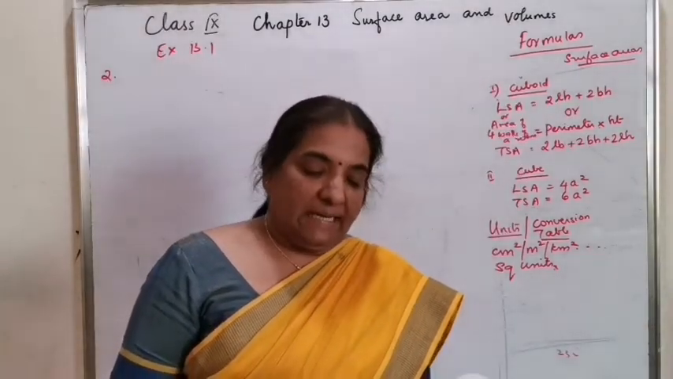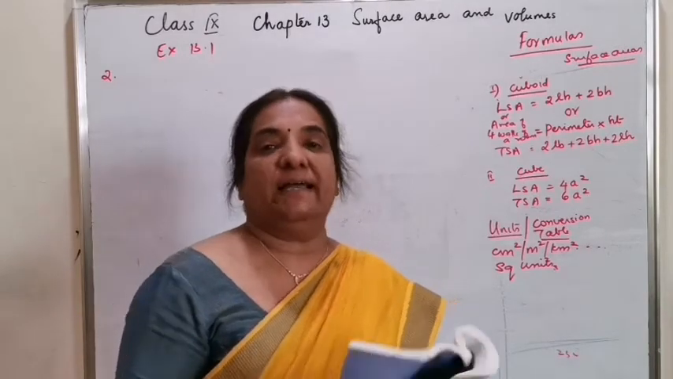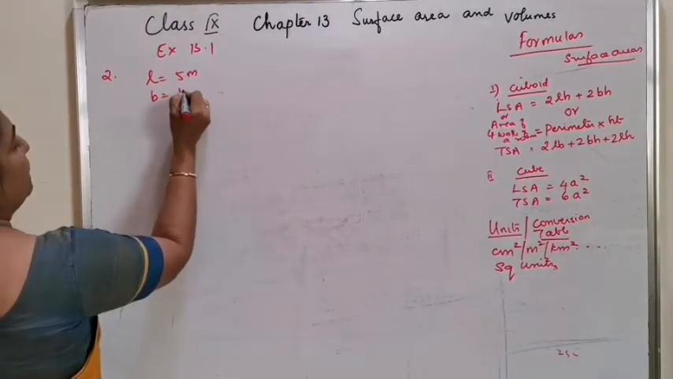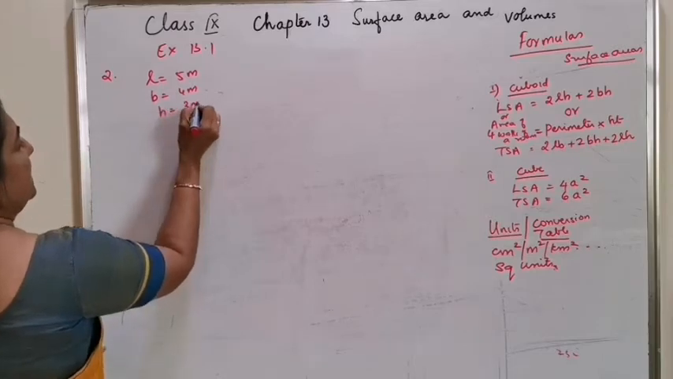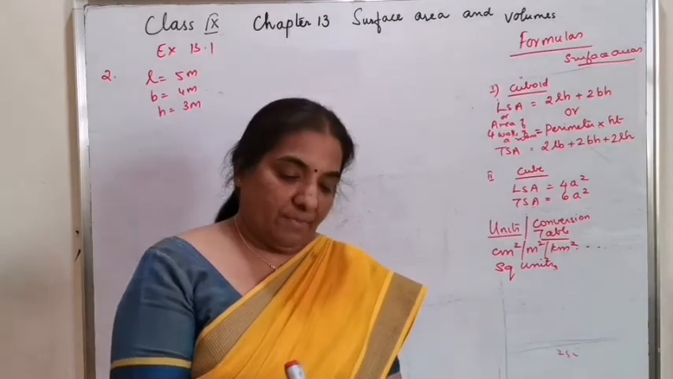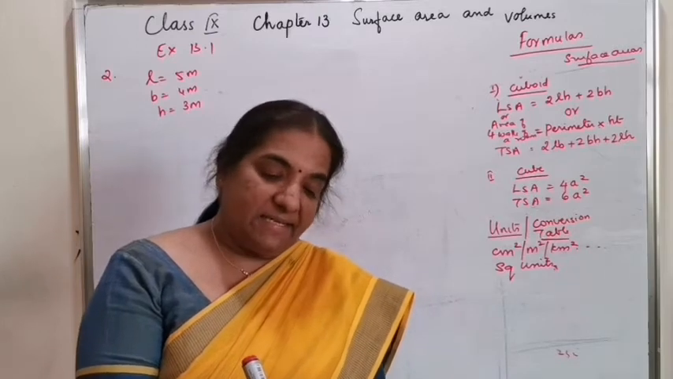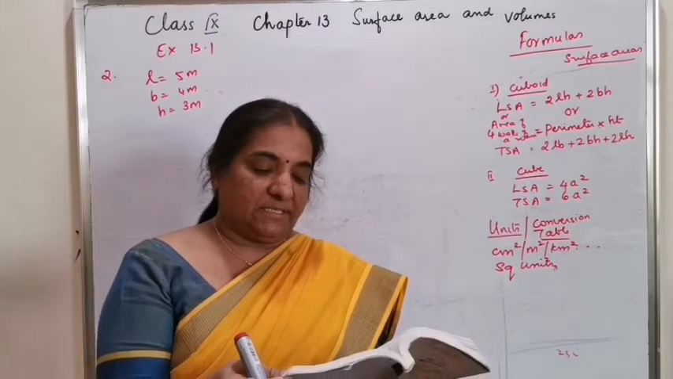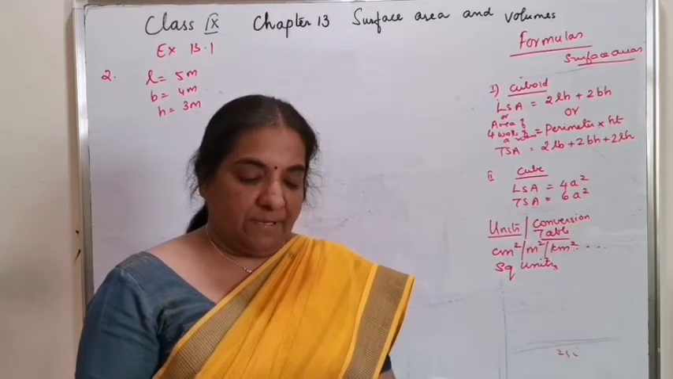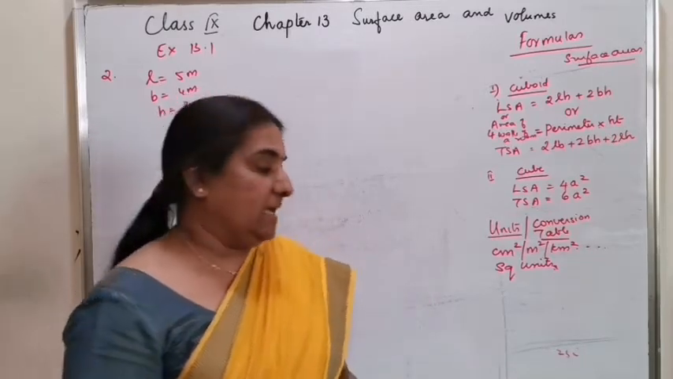Question 2. The length, breadth and height of a room are 5 meter, 4 meter and 3 meter respectively. Length is 5 meter, breadth is 4 meter, height is 3 meter. It is a room, underline the word room. Find the cost of whitewashing the walls of the room and the ceiling at the rate of rupees 7.5 per meter square. It is similar to the previous sum, because not only the walls of the room, they have taken the ceiling also.